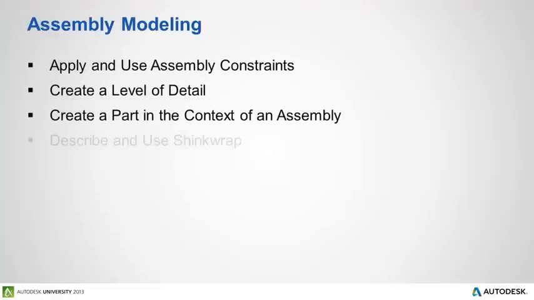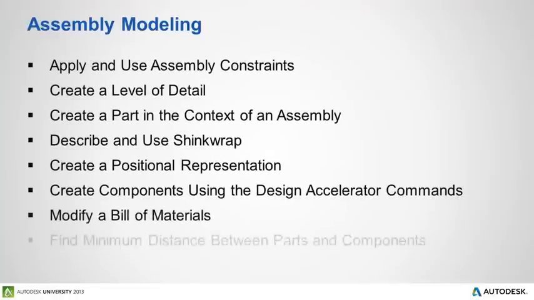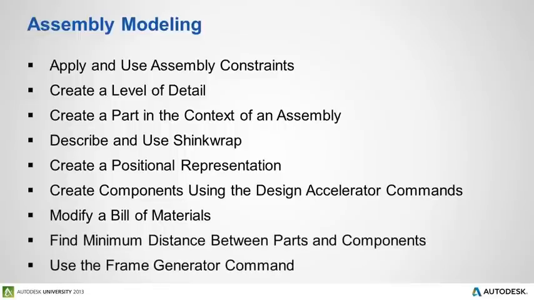With assembly modeling, we need to apply and use assembly constraints, create a level of detail, create a part in the context of an assembly, describe and use shrink wrap, create a positional representation, create components using design accelerator commands, modify a bill of materials, find a minimum distance between parts and components, and then use the frame generator command.